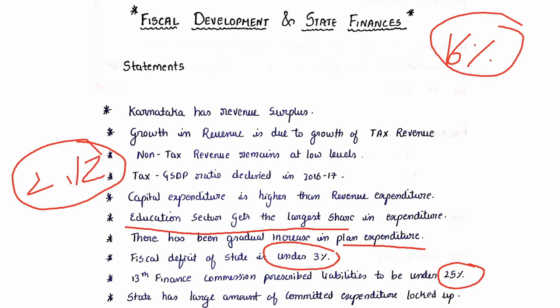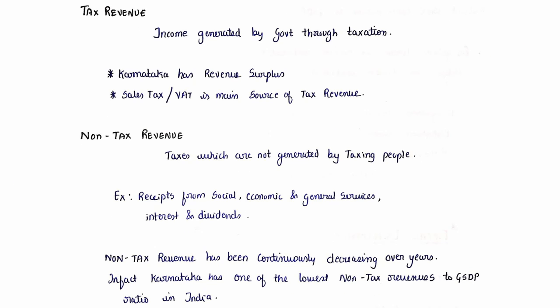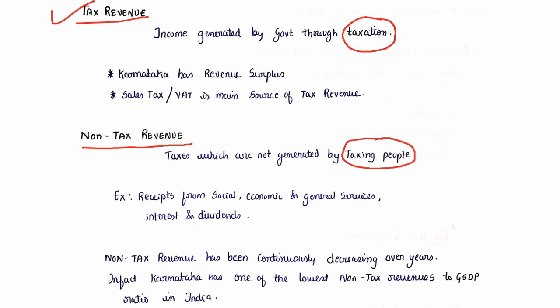The next one is state has a large amount of committed expenditure locked up. Now we will see what is tax revenue and what is non-tax revenue. The income that is generated by government through taxation is tax revenue. The revenue which is not generated by taxing people is non-tax revenue. So which is generated by taxing people is tax revenue, and which is generated by not taxing people is non-tax revenue. The example for tax revenue is sales tax or VAT.